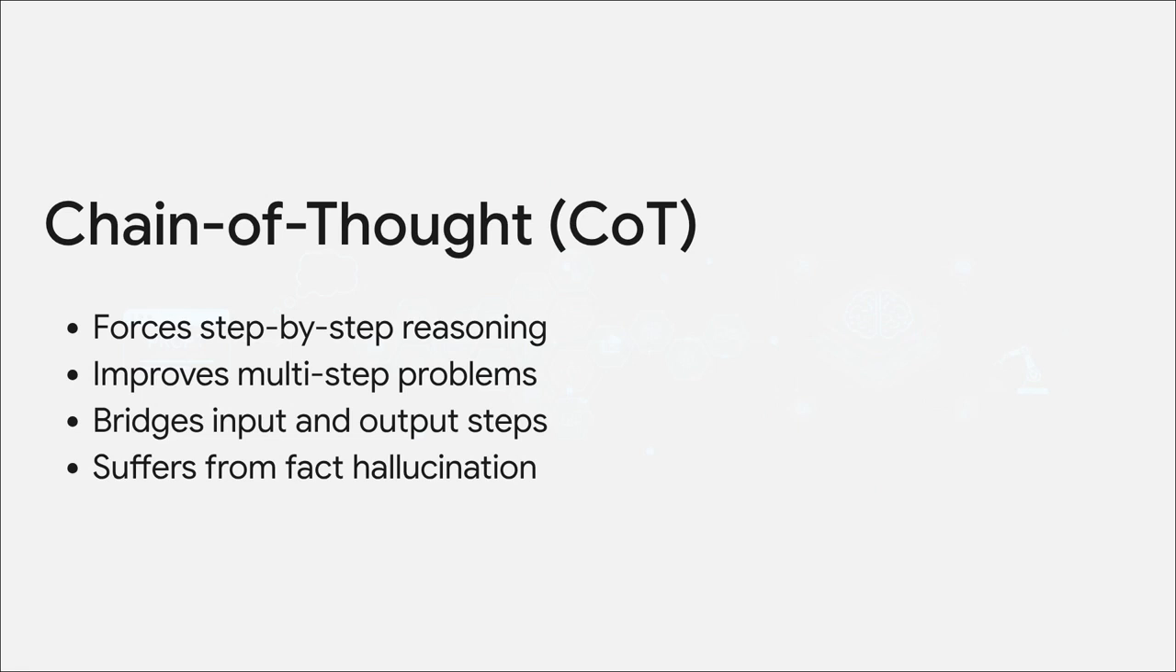But there is a catch. Because standard chain of thought operates entirely inside the model's pre-trained brain, its lack of access to the real external world means it can't update its knowledge on the fly. And that leads directly to error propagation and, you guessed it, fact hallucination.